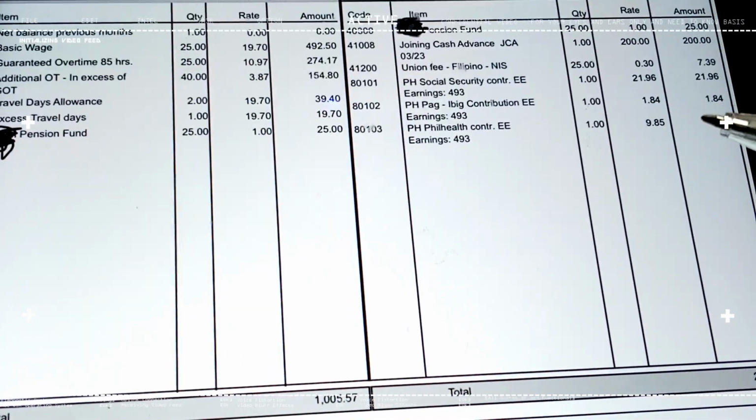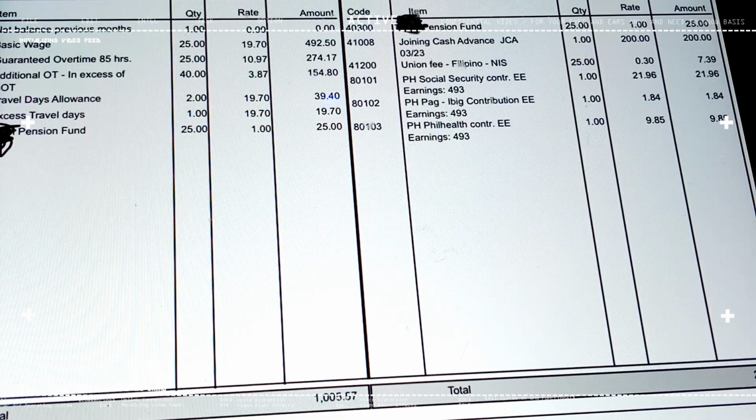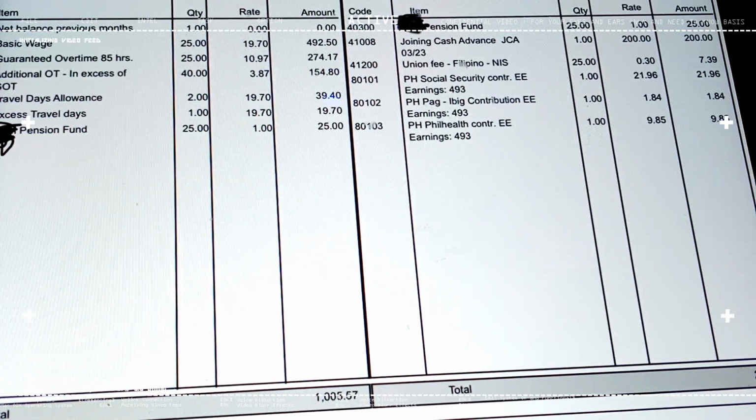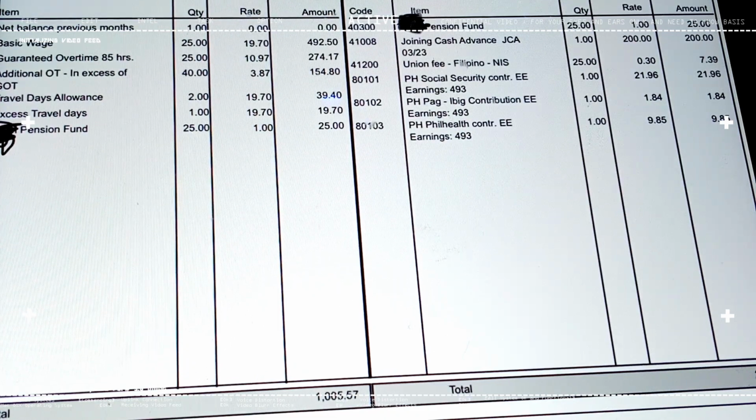For now, this is the salary update that I have to report. So anyway, I guess that's all I have to say for now. I just made a quick discussion about my salary.